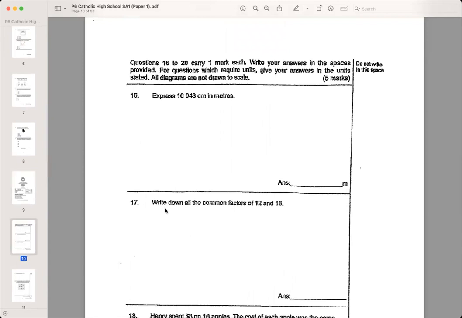So the first question, express 10,043 centimeters in meters. So simple, basically from centimeters to meters, we just divide by 100. So it's 10043 divided by 100. So into decimal, you jump your decimal 2 times to the left, 1, 2. So the answer is 100.43. All right. Let's continue with the next question.